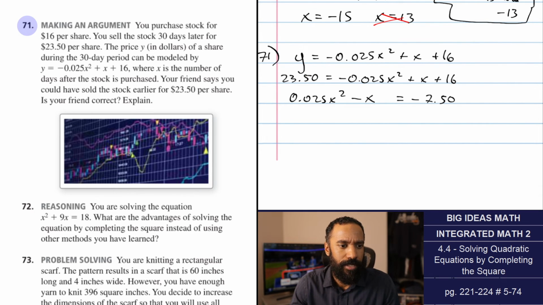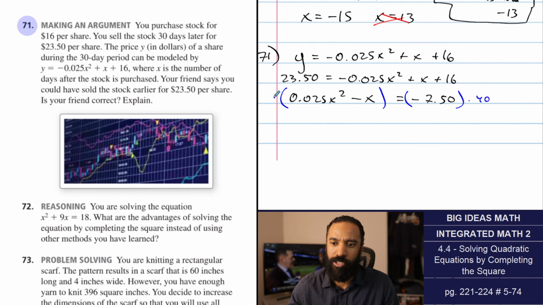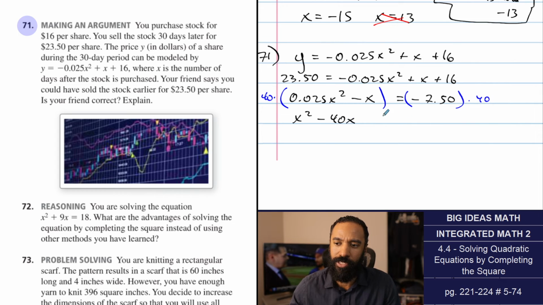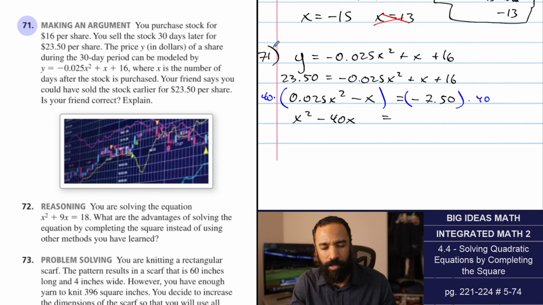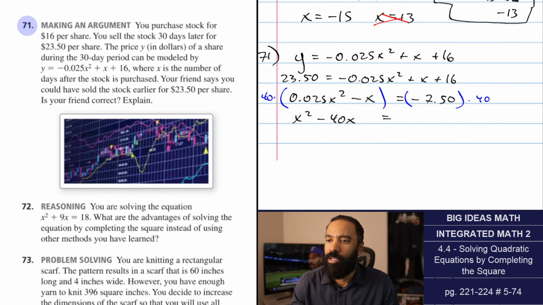Let's see. 0.025 times 400? Oh, no, times 40. Multiply by 40. So if I multiply everything by 40, I'm going to get 1 on that side. So times 40, that'll give me a 1x squared. So x squared minus 40x equals, what's 7.50 times 40? That should be negative 300. Pretty decent numbers all told from what we started with.